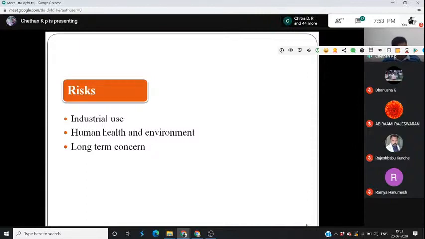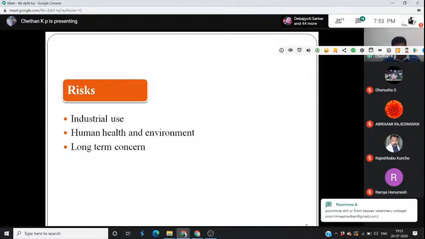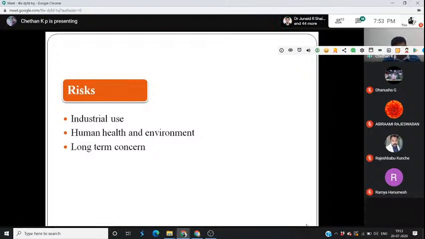But when we use it at the industrial level, when we produce nanominerals in tons, we may have risks which we may not know. The human health and environment, because the petroleum fumes from the vehicles coming out contain carbon nanoparticles. How it is affecting the environment, still we are not able to measure it. And still we know only the short-term results.